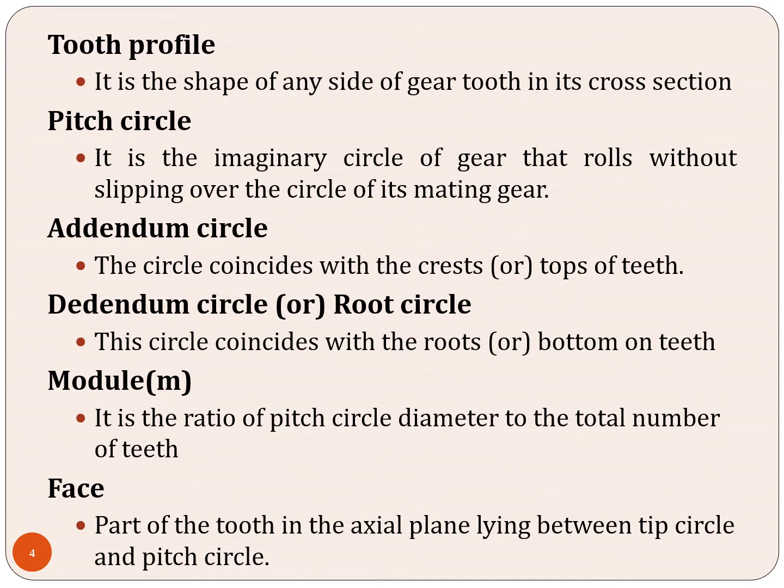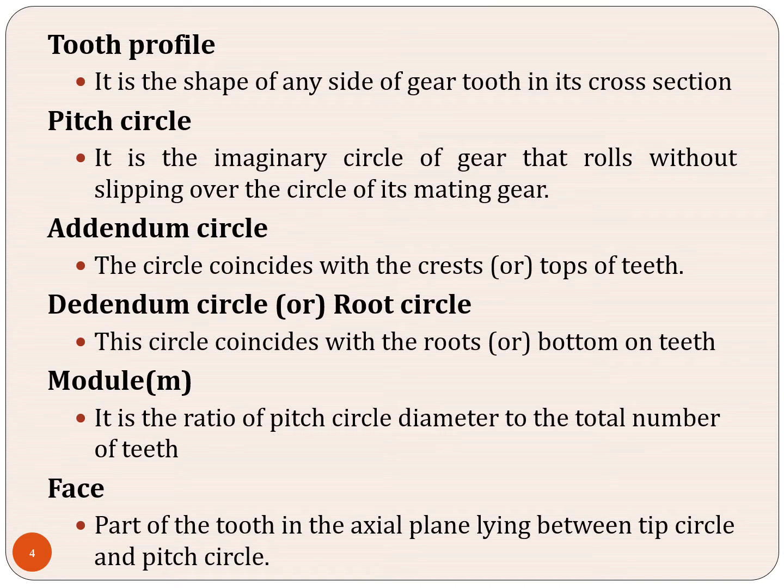The same slide. The tooth profile is the shape of any side of a gear tooth in its cross section. Pitch circle, as I have already told, is an imaginary circle that rolls without slipping over the circle of its mating gear. Addendum and dedendum. Module is the ratio of pitch circle diameter to the total number of teeth. This is very important. For example, 20, 40, 45, 66, likewise. The pitch circle diameter, say 300 mm, divided by 44 teeth, will give you the module.